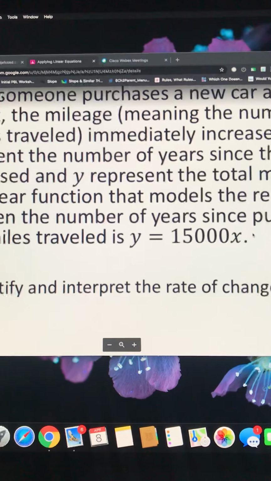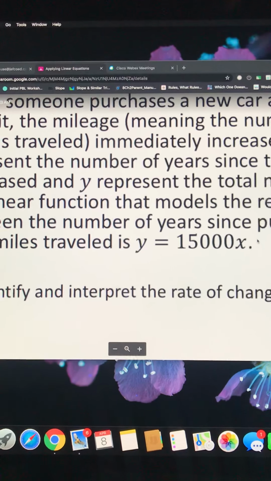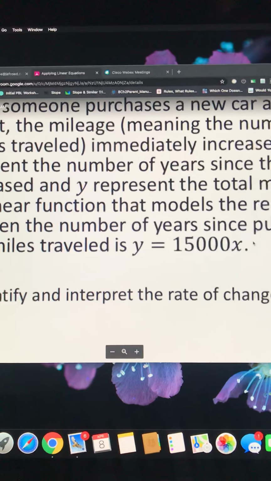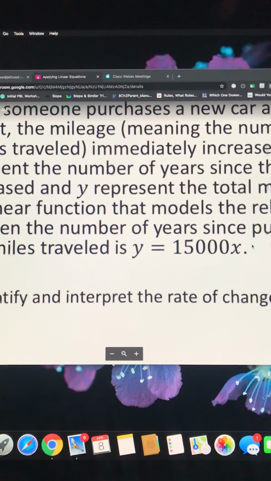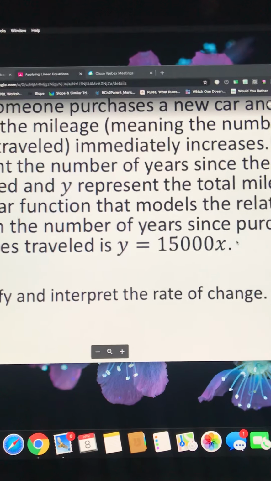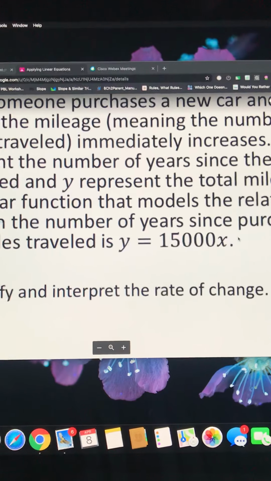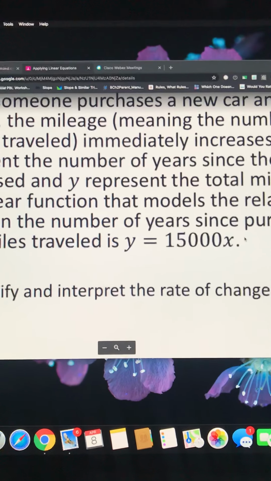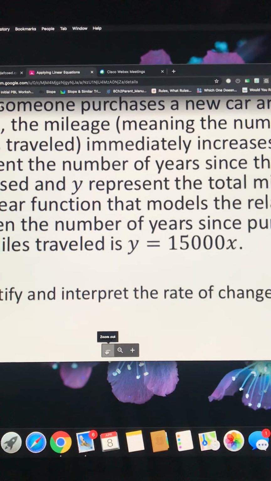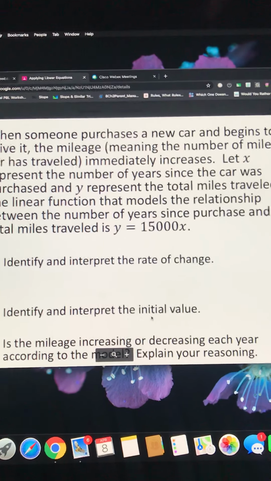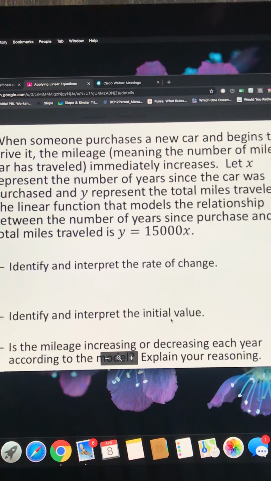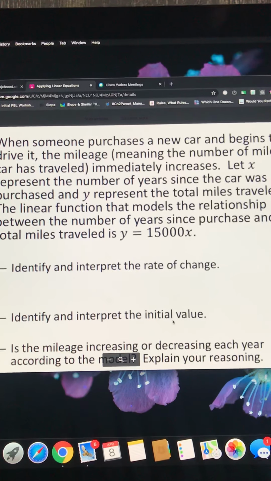When you very first buy a car, before you ever even get in it, how many miles have you personally put on the car? That would be 0 because you haven't driven it anywhere yet. You didn't own it. So it wasn't yours to put miles on. So in this particular problem, for the second one, it says identify and interpret the initial value. The initial value would be 0 because you haven't put any miles on the car yet.